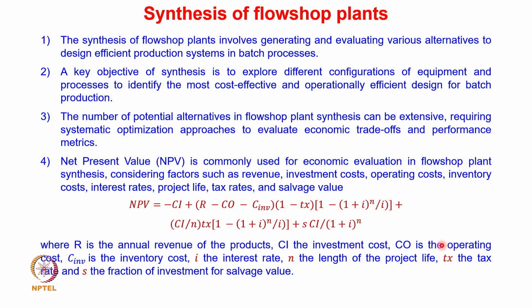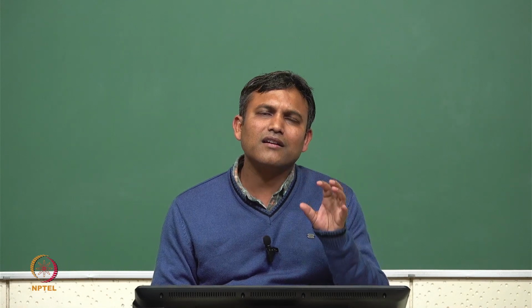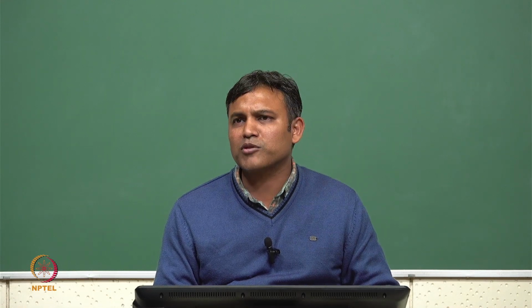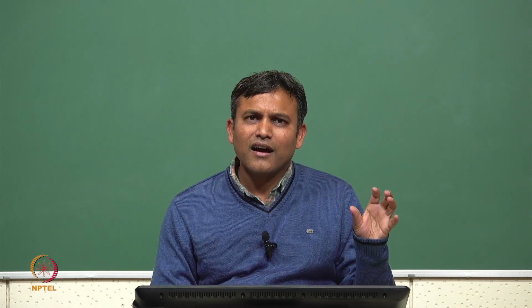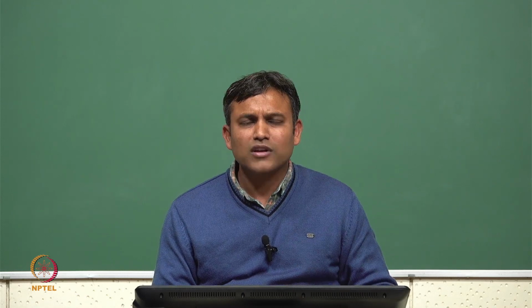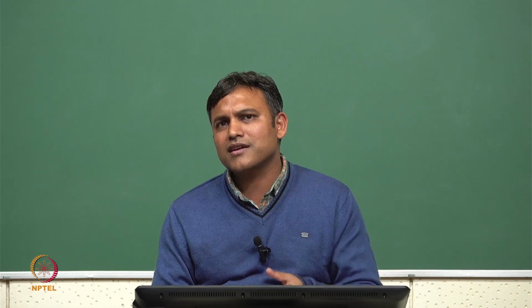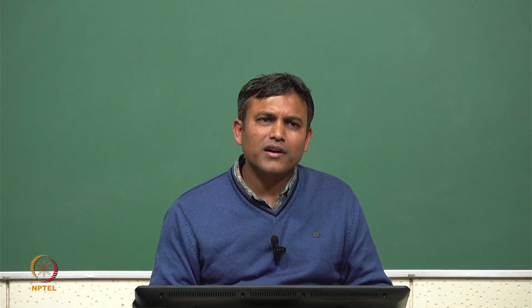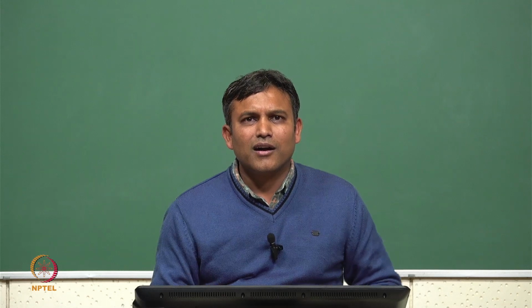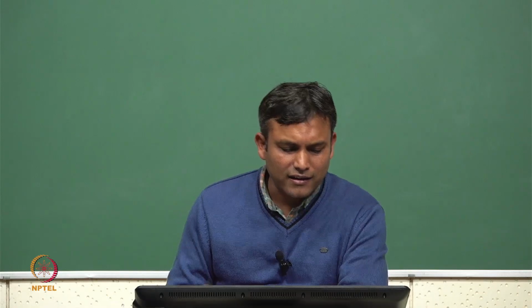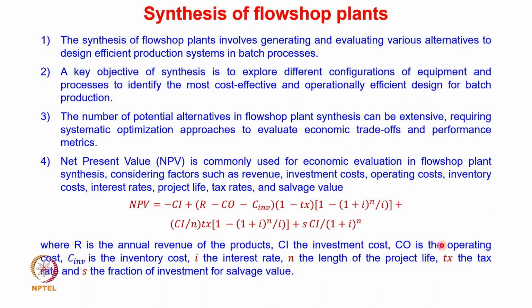So you can see that multiple objectives and multiple alternatives are involved whenever we are looking at the synthesis of the flow shop plants. Clearly, which alternative should be used depends on whether you are interested in minimizing the makespan, minimizing the late orders, or minimizing the tardiness. Based on that, we can get different alternatives. Again, all these alternatives will have implications in terms of the cost.